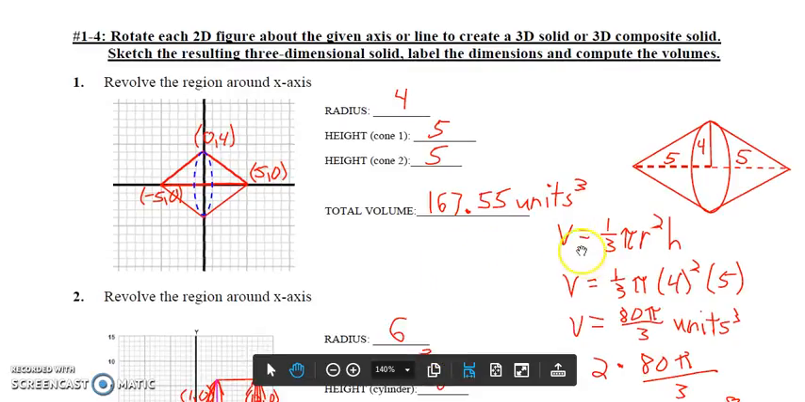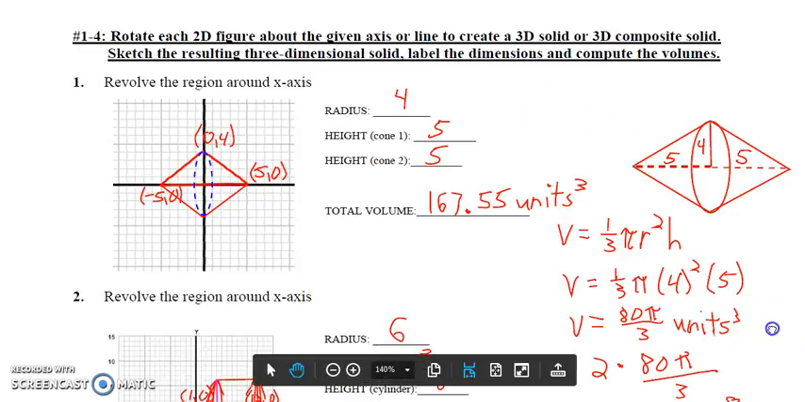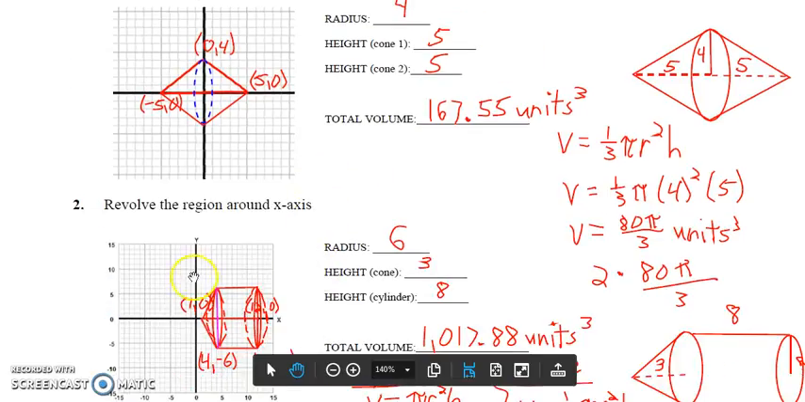Well, the volume of one cone is 1/3 times pi times r squared times h. So in this case, since both cones have the same radius and the same height, I just did the volume formula once and got this answer, 80 pi over 3. Then I multiplied it by 2 because there are two cones that have the same size. That's what I did. Okay?